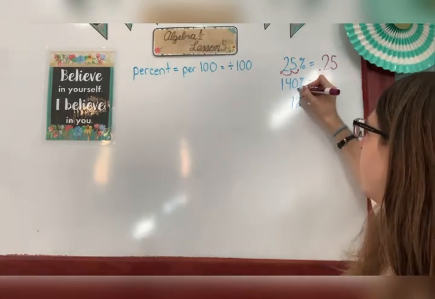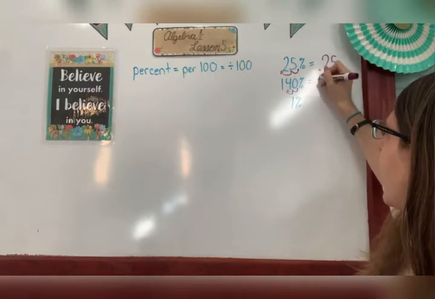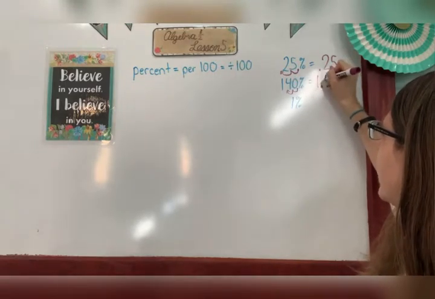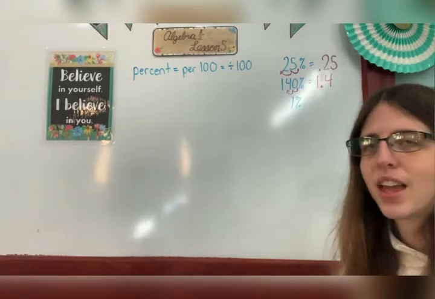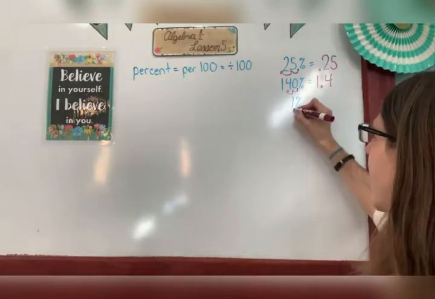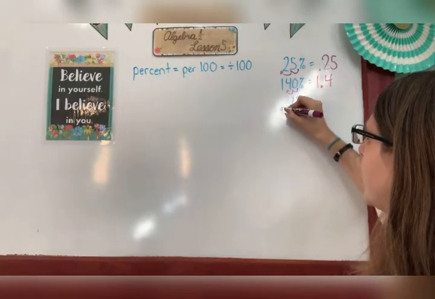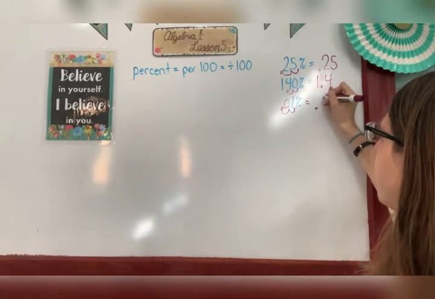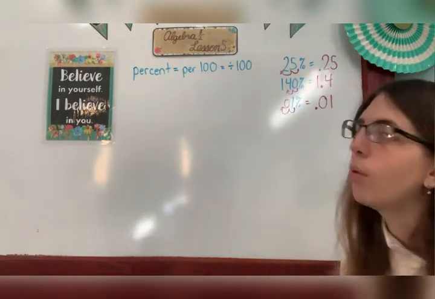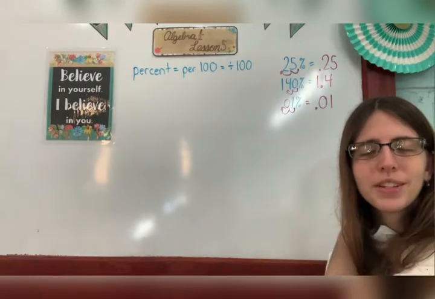140%. So we move our decimal place 1, 2. So it ends right there between the 1 and the 4. So as a decimal, it is 1.4. If I have just 1%, I only have 1 digit, so that means I have to add a 0 right in front of that 1. So it becomes 0.01. And that's all that you have to do to change from a percent to a decimal.